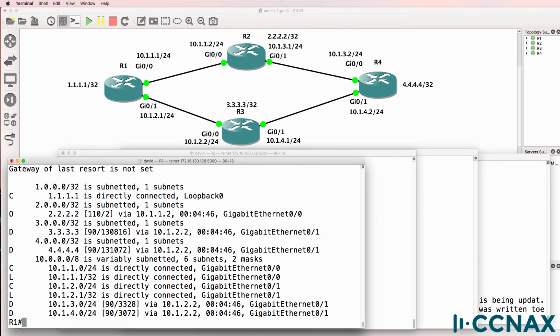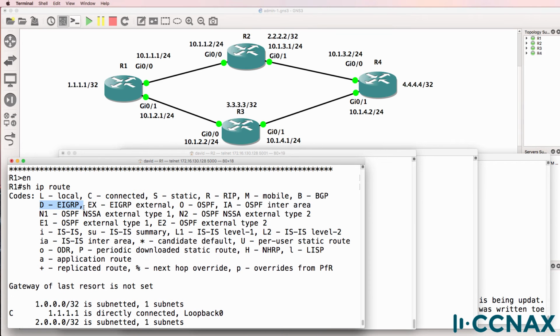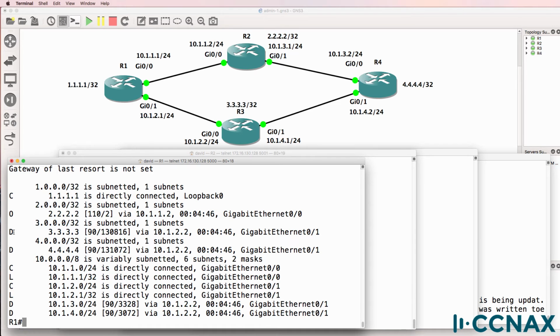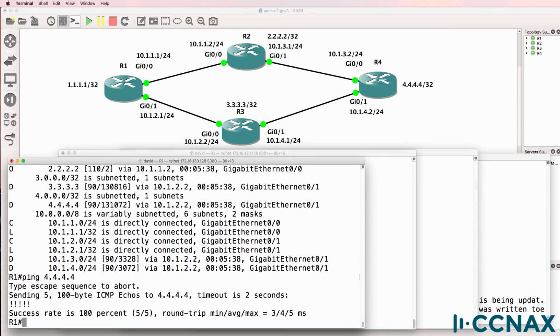So various routes have been learnt. The one I want to point out is this one. In the routing table of router 1, this network has been added by EIGRP. D indicates EIGRP as the routing protocol that added the route. So we've got multiple routes, but this route is the one of interest. So we should be able to ping 4.4.4.4, which we can. That's the loopback of router 4.